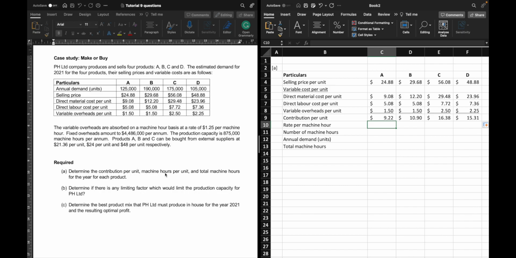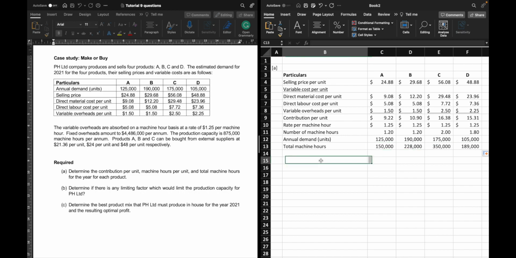The next one is to determine the machine hours per unit. In order to do that, we will make use of the rate per machine hour. In the question, we are told that the rate per machine hour is $1.25 per hour. So, variable overheads upon rate per machine hour will give us the number of machine hours per unit for each of the 4 products. So here we have the annual demand for each of the 4 products. We multiply the annual demand with the machine hours per unit in order to determine the total machine hours required for the year for each of the 4 products.